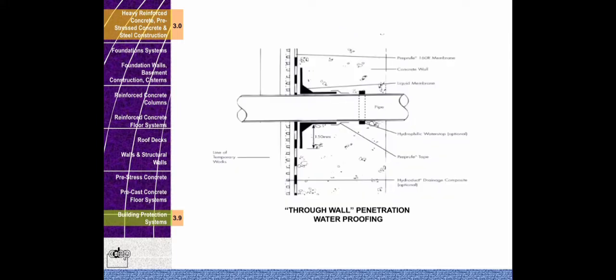A through wall penetration waterproofing, a pipe on a concrete wall with a line of temporary works. This includes pre-proof 160R membrane, liquid membrane, hydrophilic water stop, which is optional, pre-proof tape, hydroduct drainage composite, which is also optional.